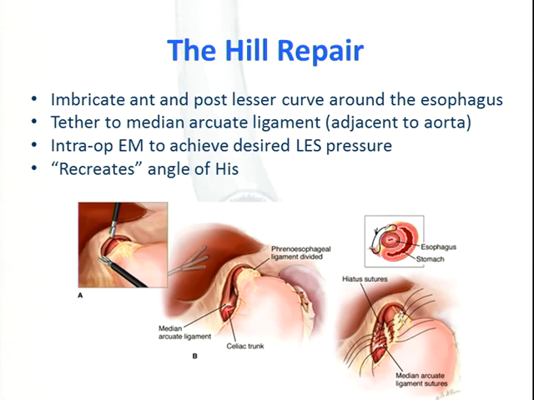But here the Hill repair was to take the lesser curve, both anterior and posterior portions, and he kind of imbricated that over itself, and then you tethered it to the median arcuate ligament just anterior to the aorta. Classically was described as doing intraoperative manometry to achieve a desired LES pressure, and this was a big procedure for those surgeons who believed in recreating the angle of His.